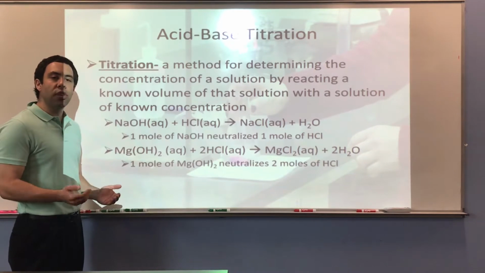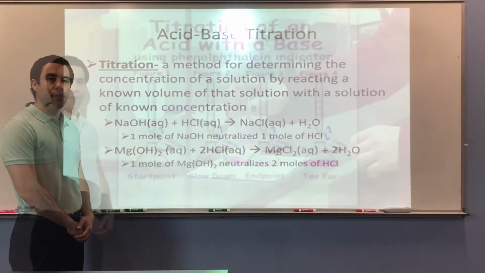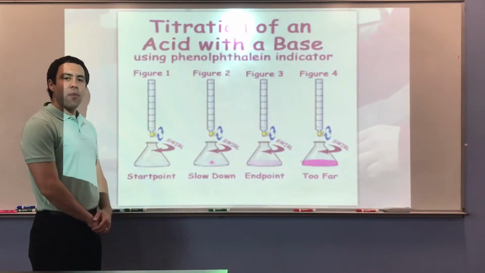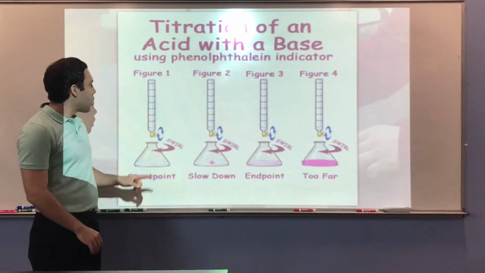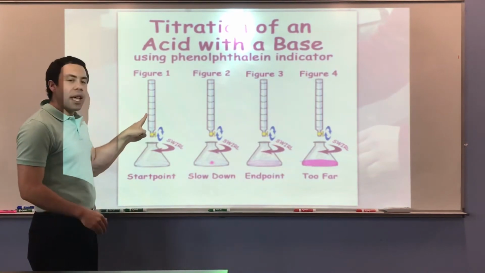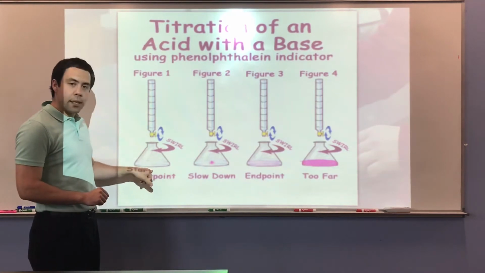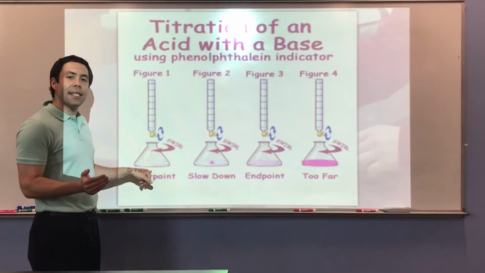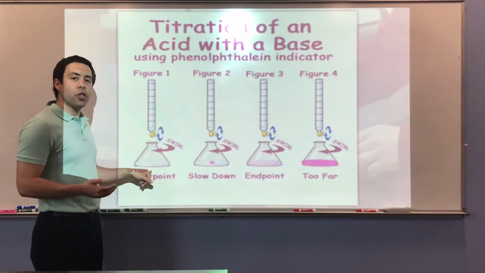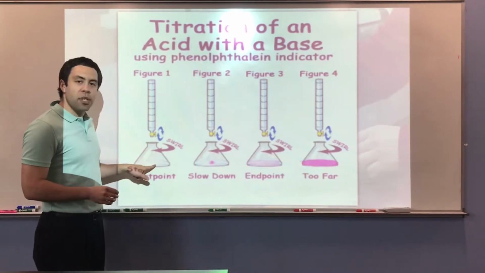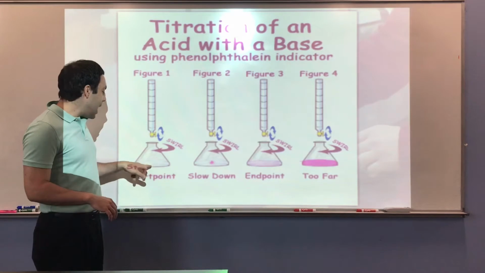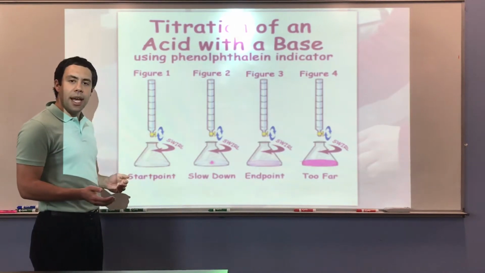Let's look at the procedure for a titration next. Here we have a rough sketch of a titration. Here we have a burette. Inside the burette is a base. And here we have a flask. Inside the flask is the acid with an unknown concentration. We also put a couple drops of phenolphthalein in the flask, the acid-base indicator.